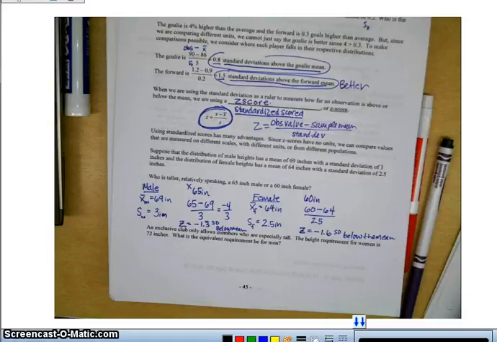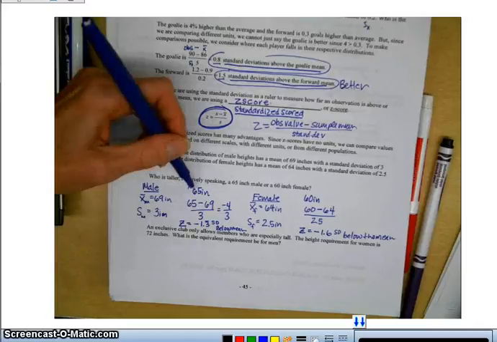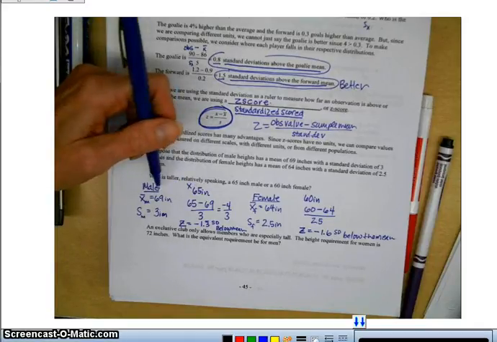Well, they're both not even as tall as average. So who is actually taller, the 65-inch male or the 60-inch female? Who's less far below the mean? Well, that would be the male. So the male is actually taller, relatively speaking, compared to other males.